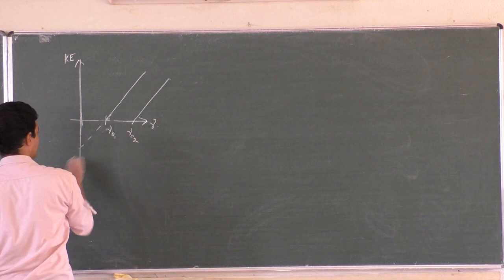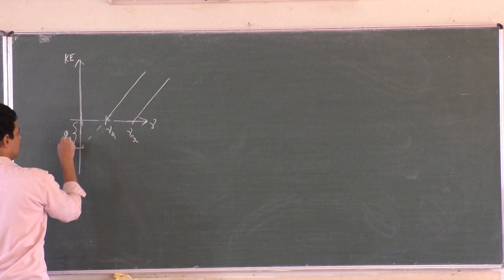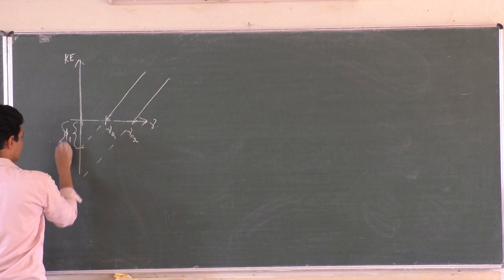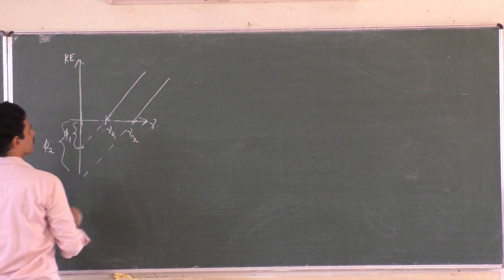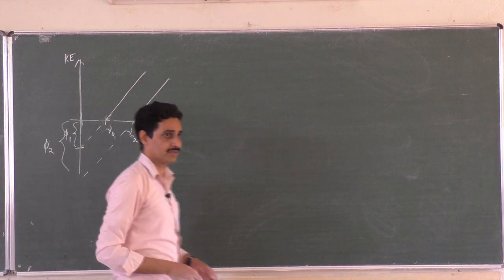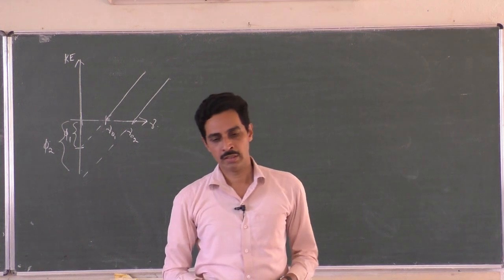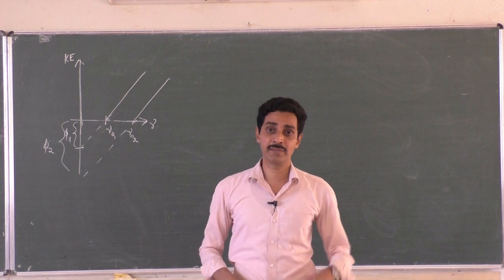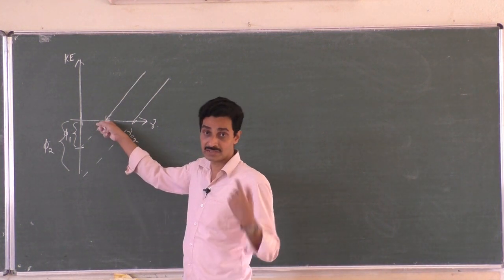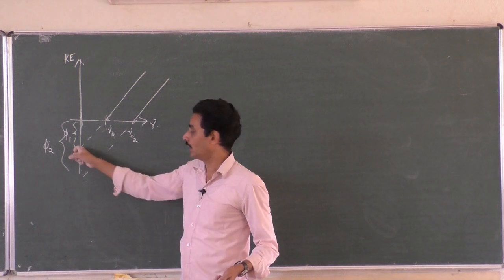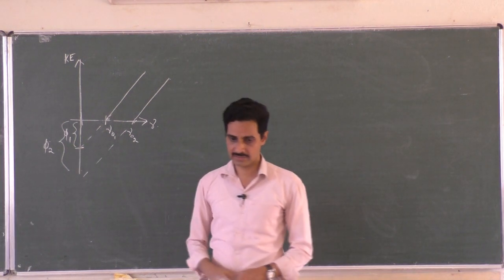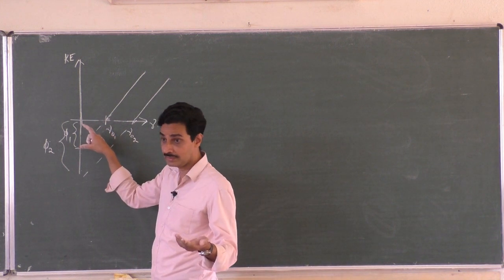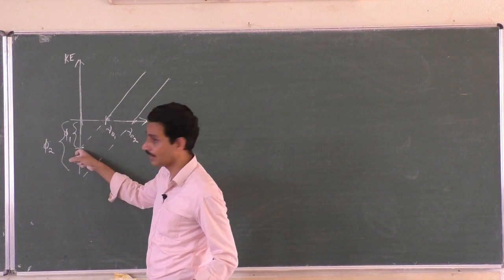And if you extrapolate this graph, this is the work function phi 1, the energy needed to remove the electron from the first metal. And if you do this here, this is the work function of the second metal, phi 2. So, a graph of kinetic energy versus frequency is a straight line with an x-intercept and a y-intercept. The x-intercept gives the threshold frequency, the y-intercept gives the work function of the material, but it should be taken as negative.